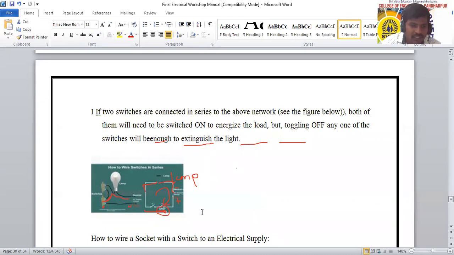Okay, दोन्ही जे काय स्विच असतील ते स्विच आपल्याला दोन्ही पण क्लोज करावे लागतील while activating the load, or it may be while activating the bulb. Okay, but the toggling of any one of the switch will be enough to extinguish the light. Okay, but याच्यामधलं एखादं स्विच जरी आपण ओपन केलं, then light will not glow. Okay, or bulb will not glow.